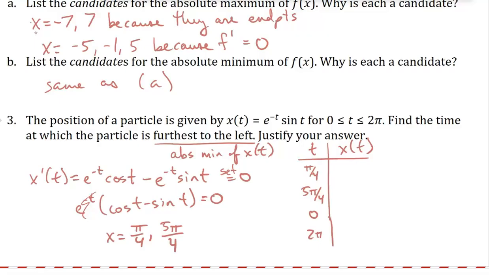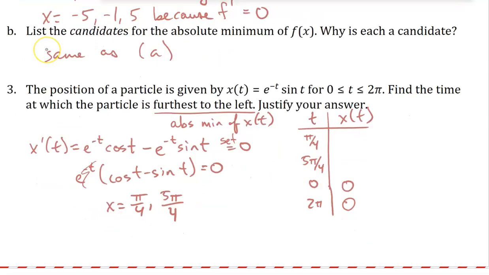I do know that at 0, e to the negative 0 is just 1, times sine of 0, that one's going to be 0. And then this one's also 0 because sine of 2 pi is 0. Hold on, I'm going to get a calculator. Okay, I'm back. So 0.322 is the value of x at pi over 4, and -0.014 is the value at 5 pi over 4. So the absolute minimum is this right here, and the time it happens is at 5 pi over 4.